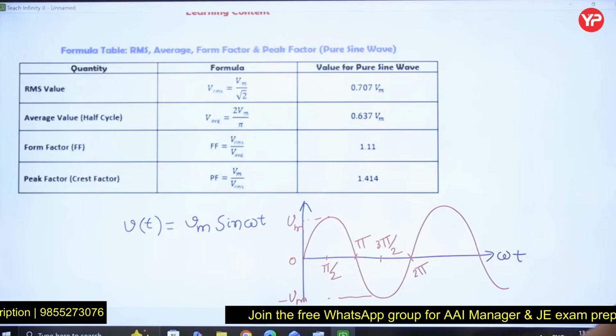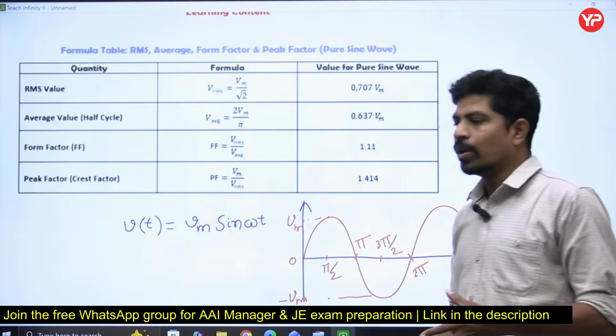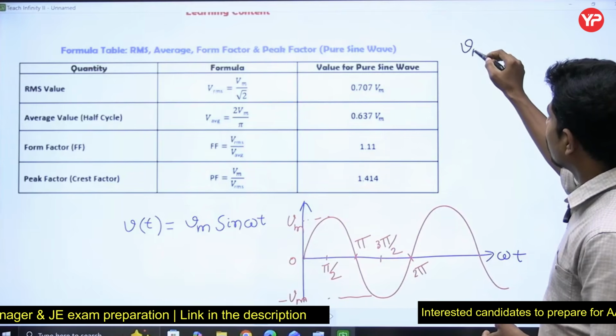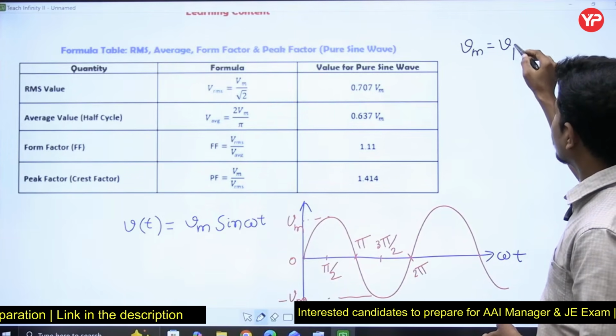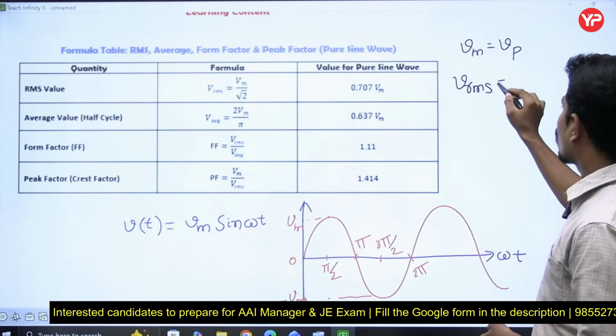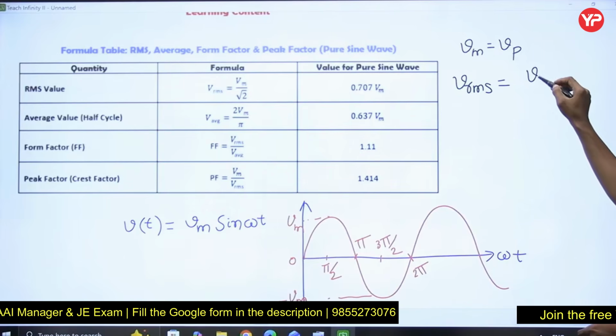Now this has a maximum value, which is also called the peak value. Maximum value or peak value, both are the same. See, maximum value is Vm, which is also called the peak value. It is also going to have something like an RMS value. RMS means root mean square. The root mean square value will be Vm by root 2.